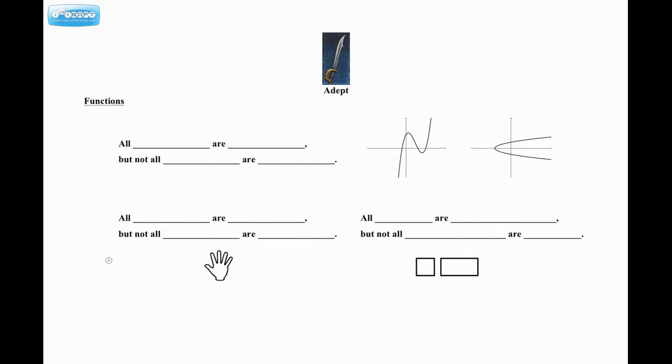So to summarize, all functions are relations. Okay, they're special. But not all relations are functions. As we saw previously, the circle is a relation, but it's not a function. So all functions are relations, but not all relations are functions.